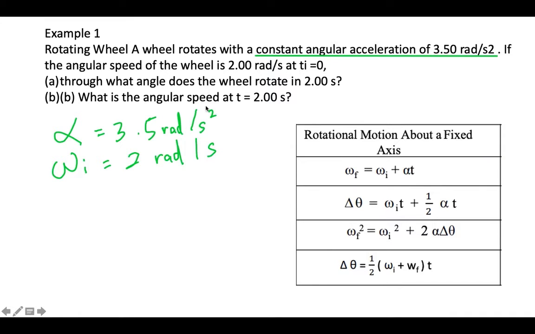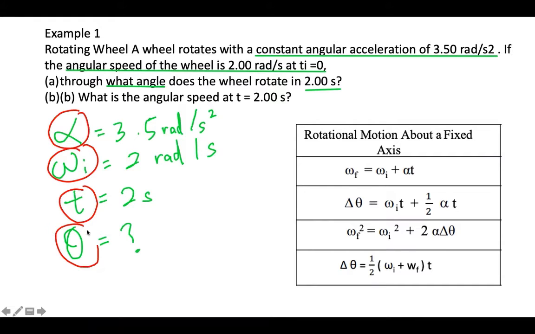The first question: through what angle does the wheel rotate in 2 seconds? Given 2 seconds means our time t equals 2 seconds. And what do we want to find? What angle. So we are finding theta. How many things do we have? 1, 2, 3, 4. Four things. So we pick the formula with these four symbols.